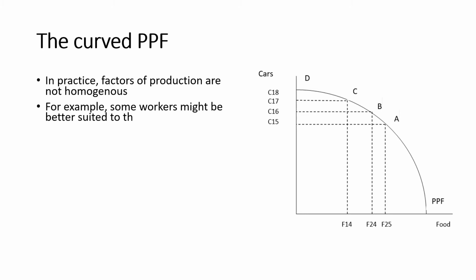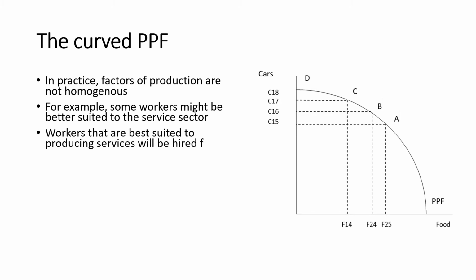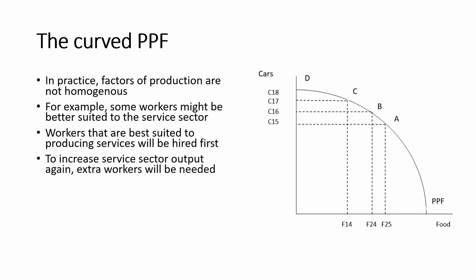So in my example here, some workers might be better suited to the service sector than to the manufacturing sector. Workers that are best suited to producing services will obviously be hired first. Like, why would you hire somebody that wasn't very good at producing services if you could hire somebody who was better suited to that task? To increase service sector output, again, extra workers will be needed.